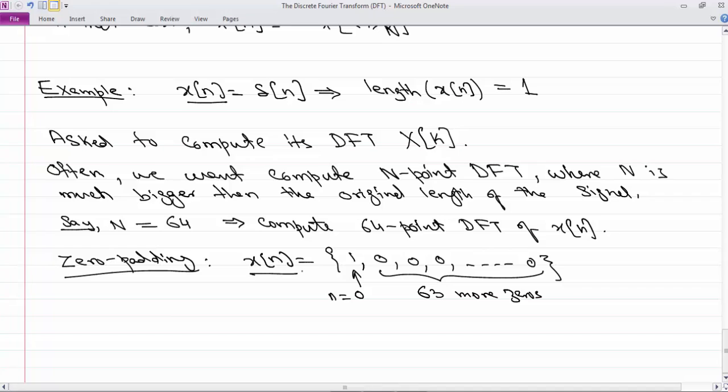Notice that the signal has not changed. Zero padding does not change the mathematical definition of the signal. But from the perspective of DFT, the signal has essentially changed. Okay? If you use a different N, you are going to get a different DFT sequence. First of all, N defines the length of your DFT sequence. So if you have N equal to 12, your DFT sequence is 12 long. If your N is 64, your DFT sequence is 64 long. So very important point to keep in mind.